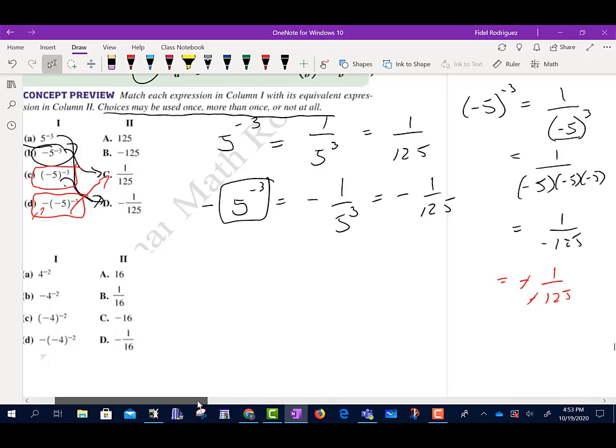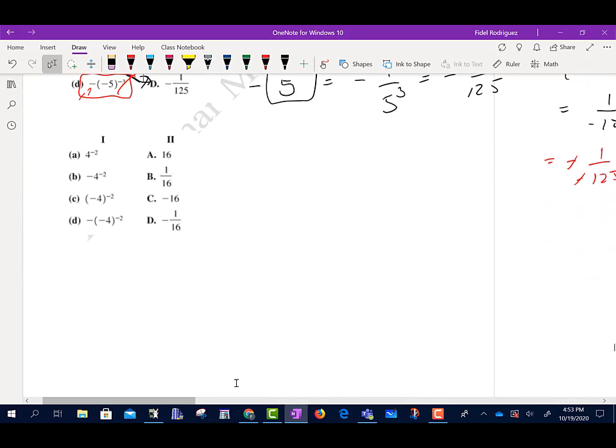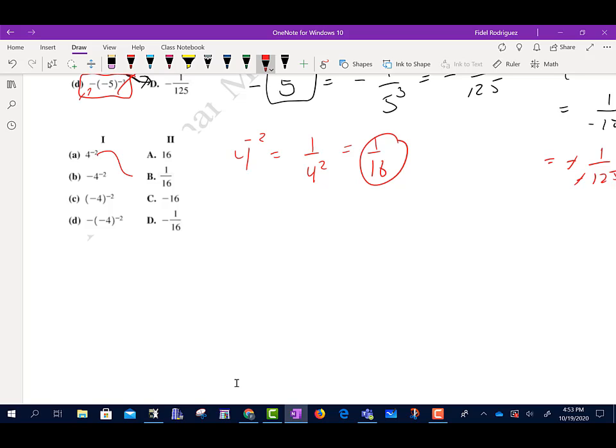Alrighty. Let me back up here a little bit. And let's see. 4 to the power negative 2. Okay. This just means 1 over 4 squared. And 4 squared is 16. So part A is going to go right there. Negative here. Again, look at the only difference between this part here and this part here. There was an extra negative. So wouldn't my answer here be negative 1 over 16? So that would be part D as in dog.